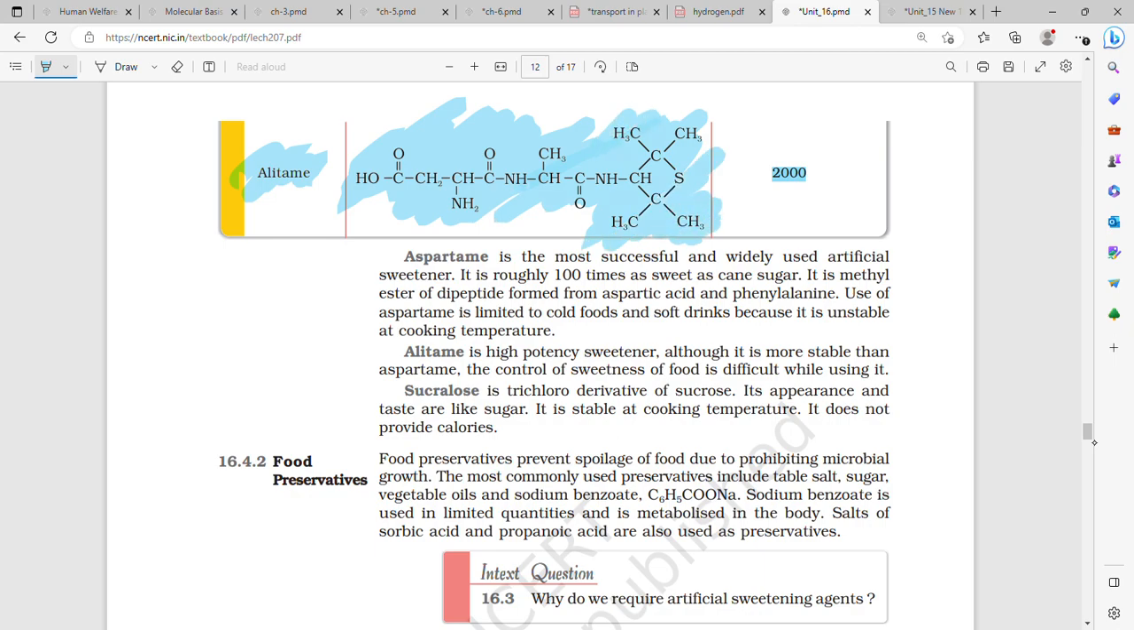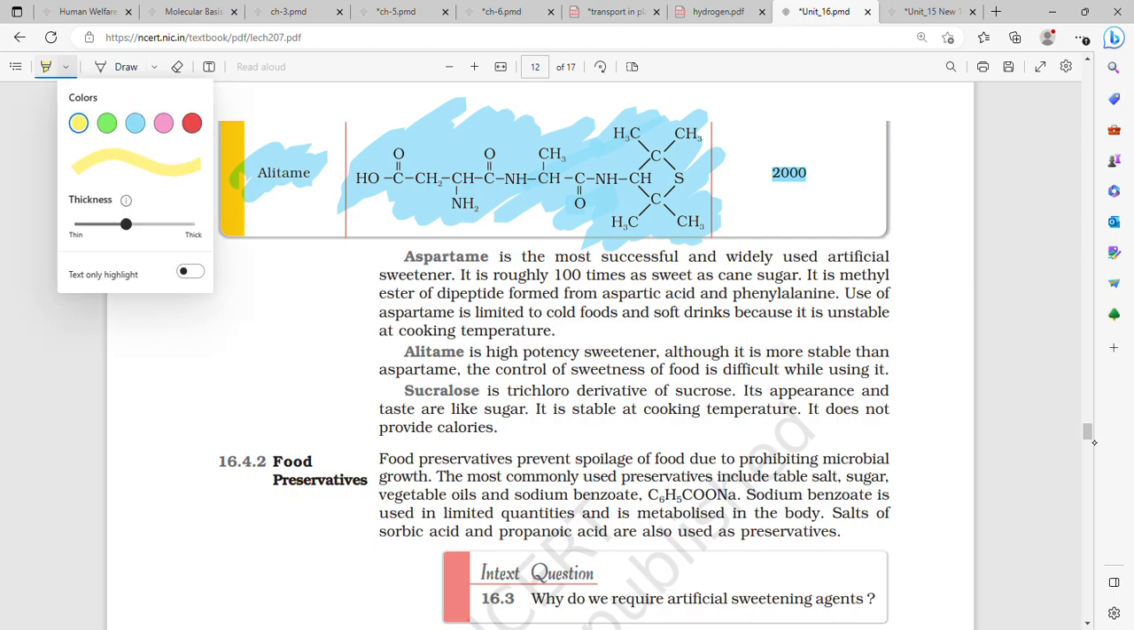Aspartame is the most successful and widely used artificial sweetener.